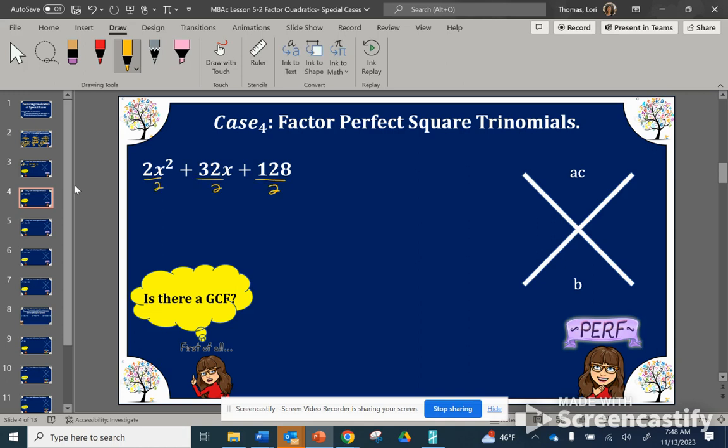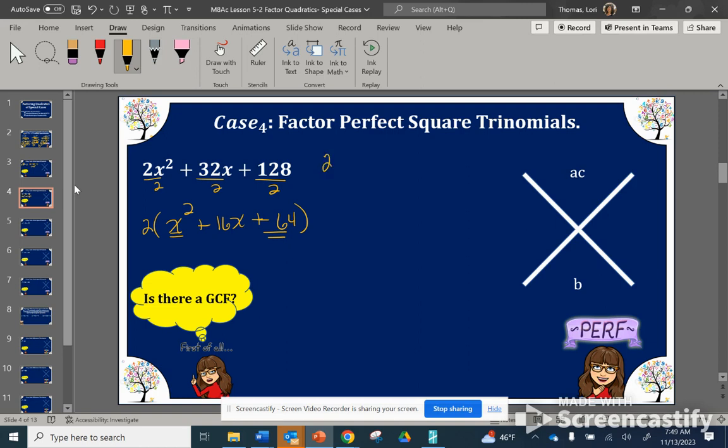So they are even numbers. So I have 2 times x squared plus 16x plus 64. Now I can see that my first and third terms are positive perfect squares. And let's see if the product of their roots, if doubled, gives me 16.